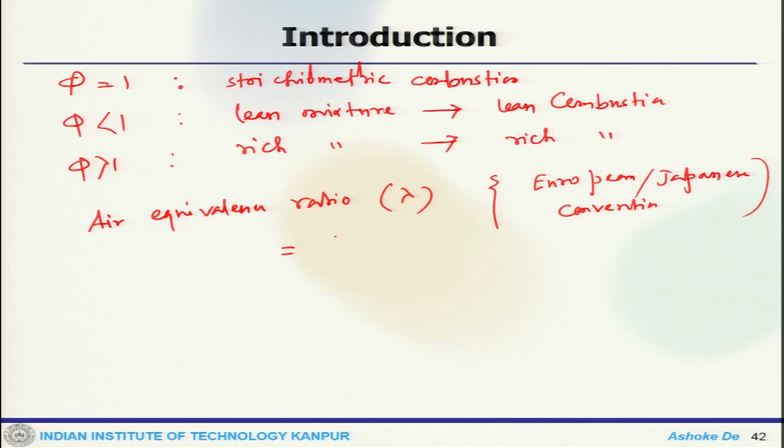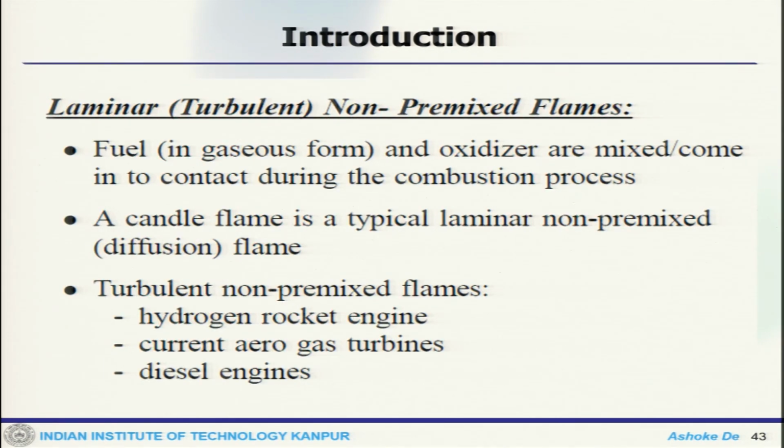So, that is nothing but 1 by phi. Certain industries also use excess air ratio, excess oxygen, or similar terminologies. Sometimes people use excess oxygen, sometimes they use excess air ratio. So, these are the different terminologies which are available and people do use them, and those are what is required for a premix system.